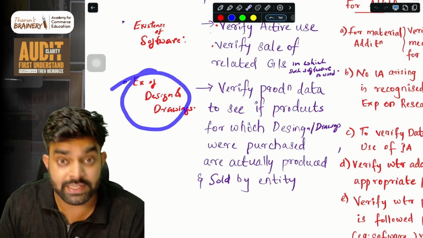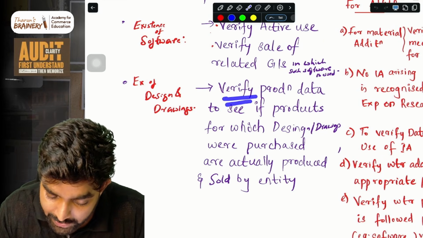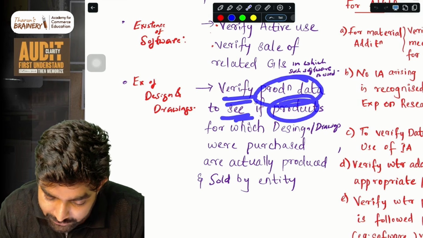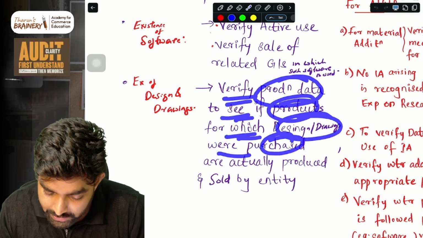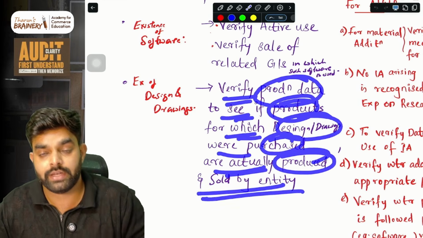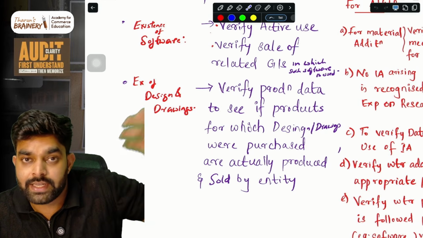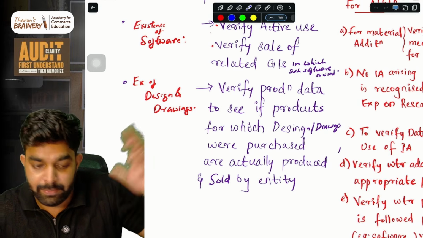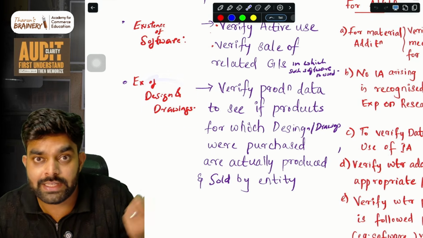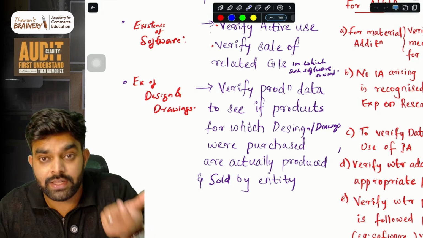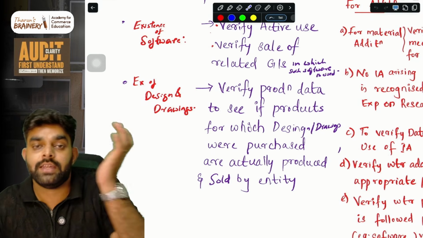Then existence of designs and drawings. For that, verify the production data to see if products for which designs or drawings were purchased are actually produced and sold by the entity. I am a clothing manufacturer and I need some designs, so I purchase some designs from external people. That design is an intangible asset for me. So now I need to check whether I am actually using that design in my production.